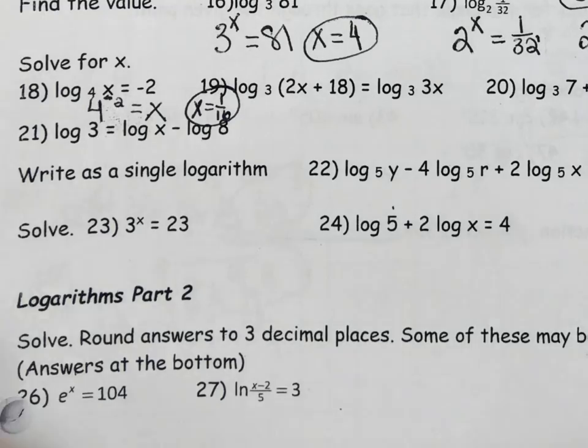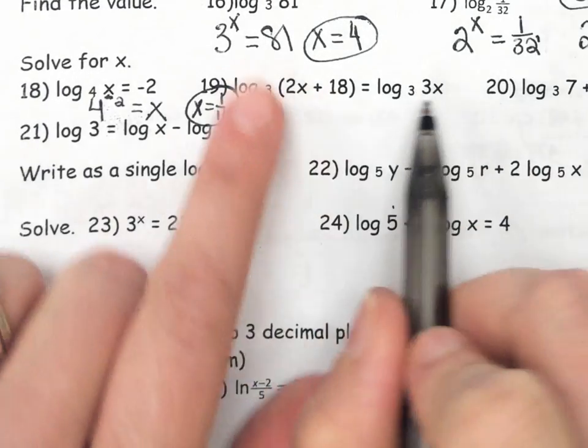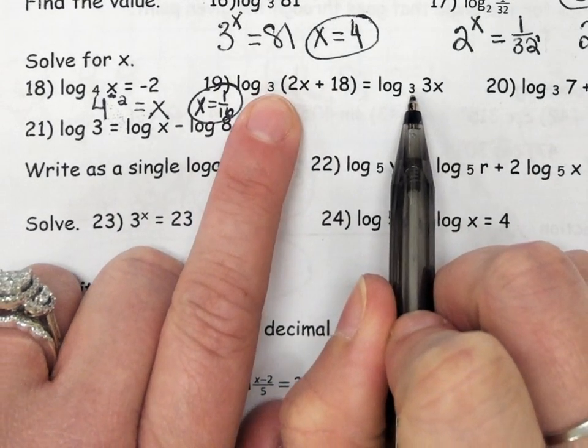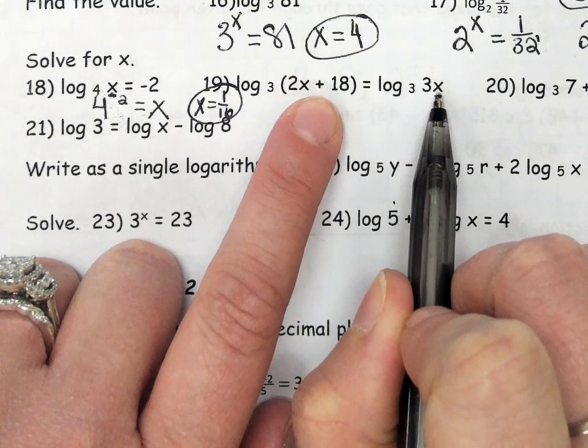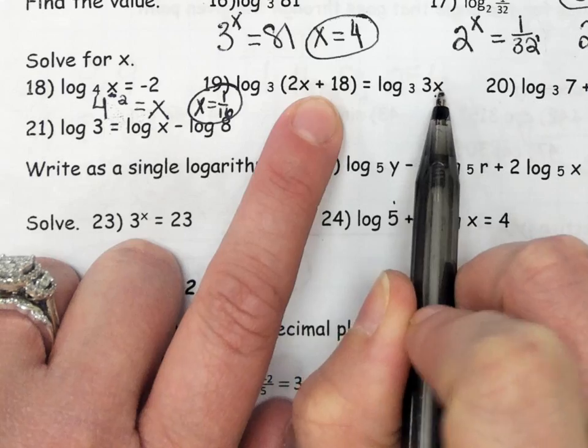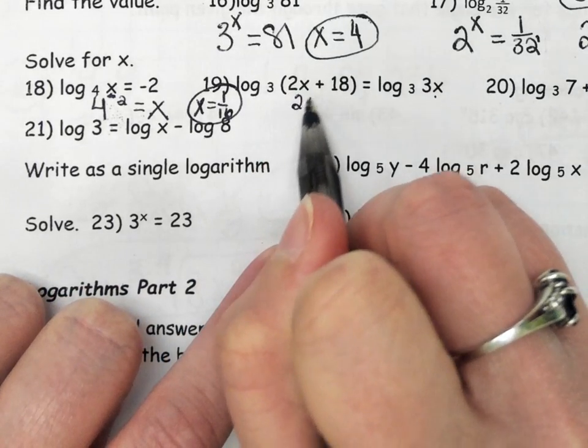All right, what about number 19? Do they have the same base? Yes. So what can you do to these two pieces? They have the same base. Set them equal. Set them equal, right? Hope you're getting this. This is a grade. This is your last final grade.